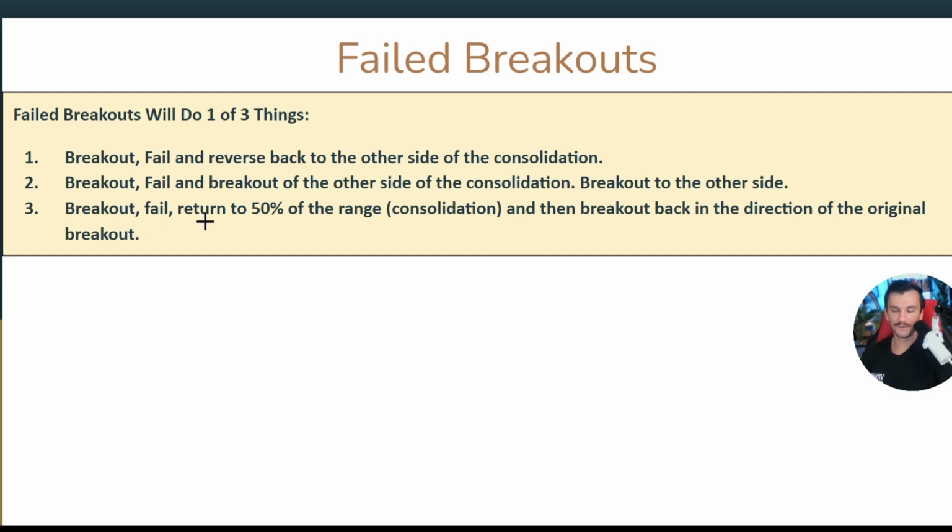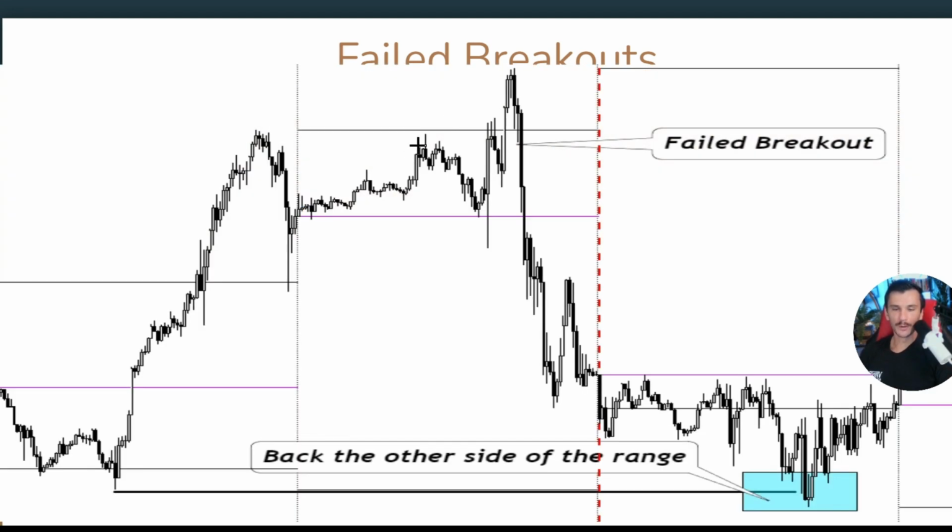A breakout, it fails and returns to 50% of that range, goes into consolidation, puts in a base, and then breaks out and continues to go in the original direction of that breakout. So the breakout that failed pulls back, goes into consolidation, and then continues to trend in the direction of the original failed breakout. So example 1, breakout fails.